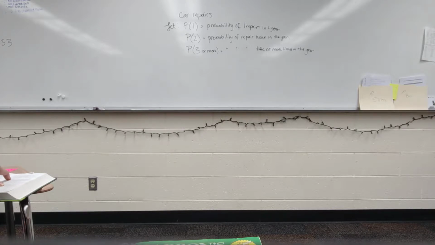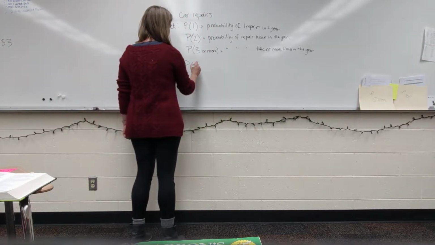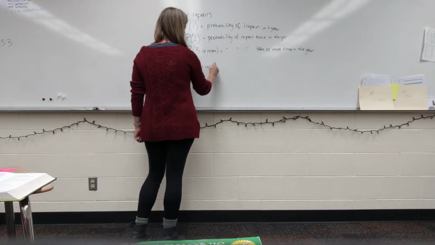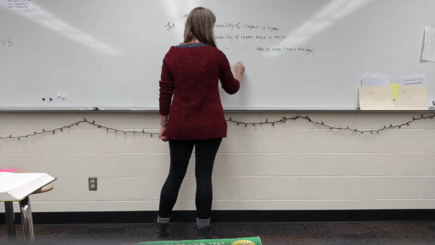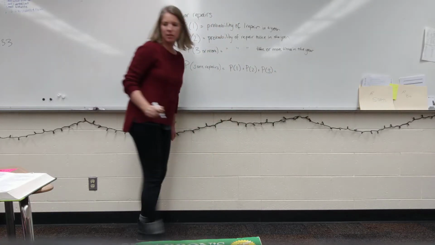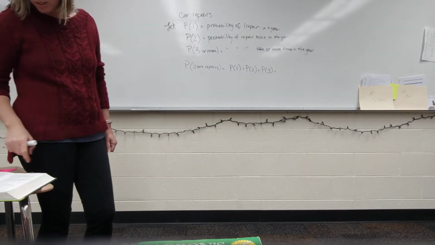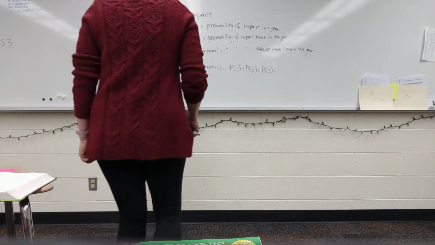So no repairs means none of those events happened. And it's the complement to any of those events happening. So the probability of some repairs is equal to the probability of 1 plus the probability of 2 plus the probability of 3. And so we have to add those up. 17% plus 7% plus 4% equals 28%.